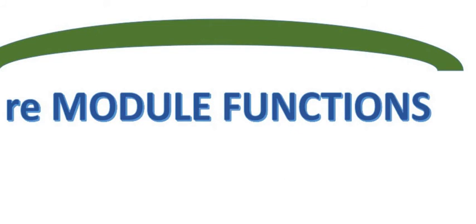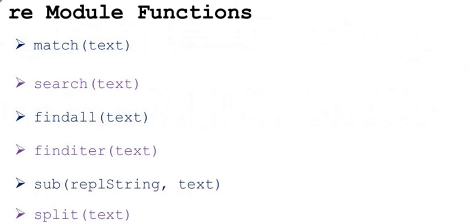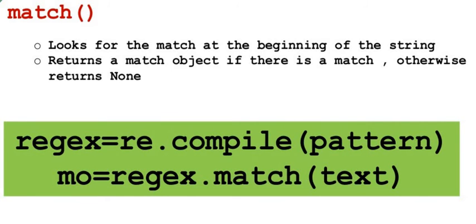So go for the re module functions. These are the different re module functions available. First is match, another is search, findall. These are my method names, and these are the arguments that we have to pass in these methods. So in the re module, match, search, findall, finditer, sub and split are the module functions. First of all, go with the match.